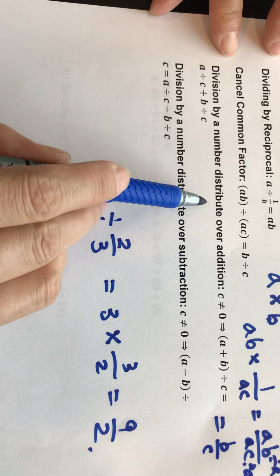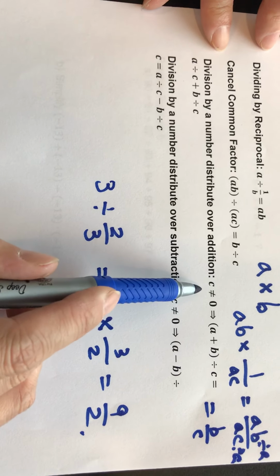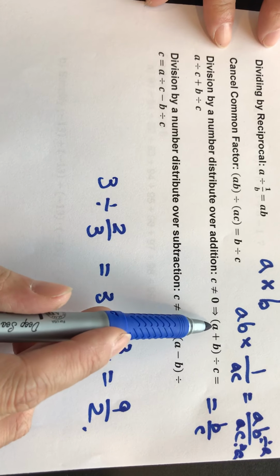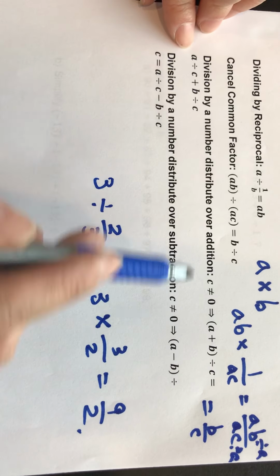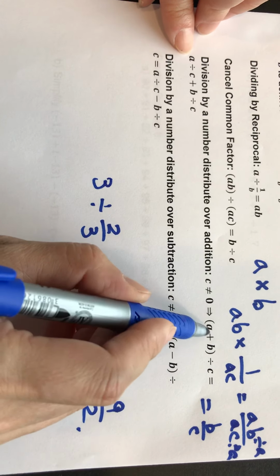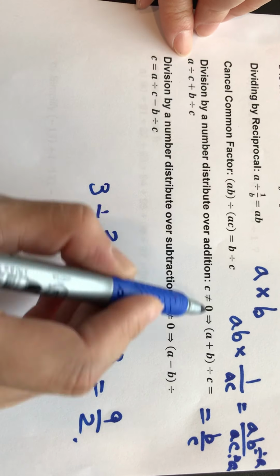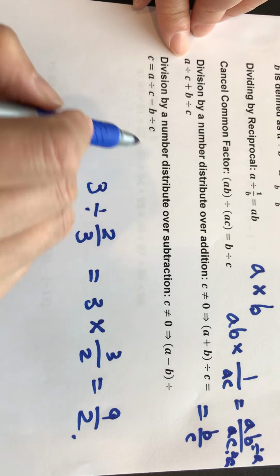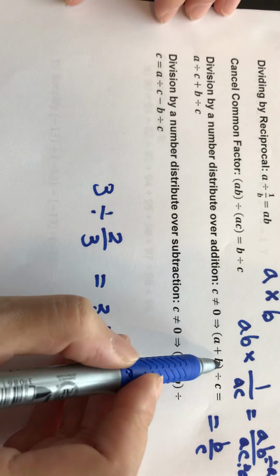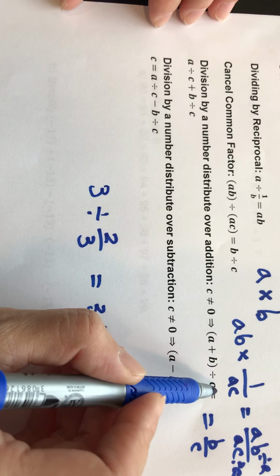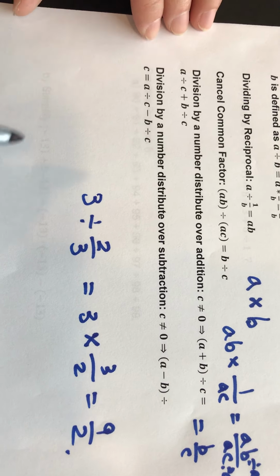Division by a number distributes over addition. Say c is not equal to 0. We have a plus b divided by c, and this would give you a divided by c plus b divided by c. This is similar to multiplication. We also can have distributive properties.